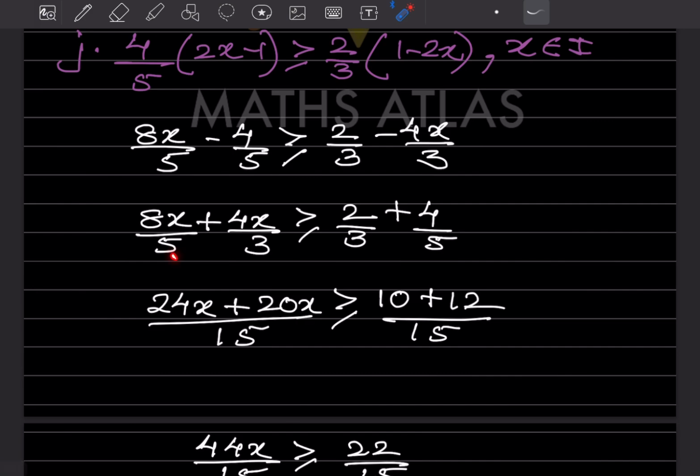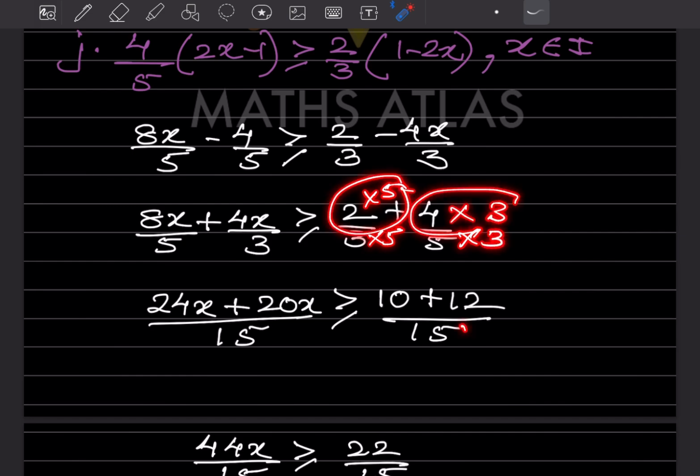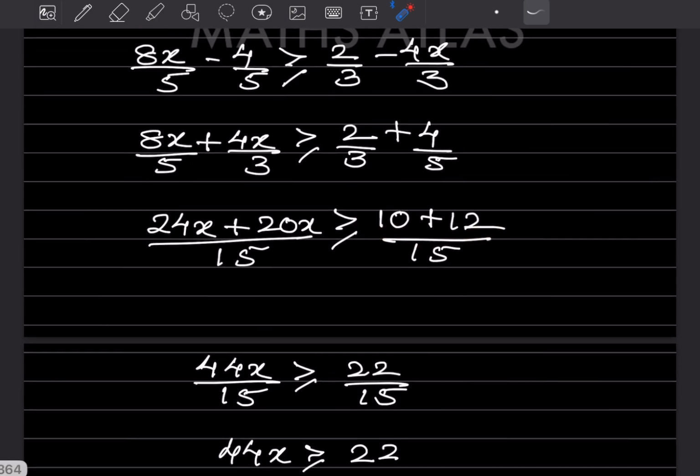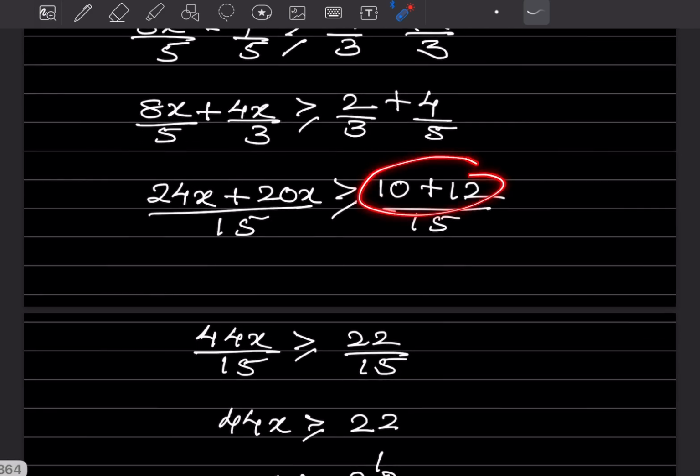Now you can take the LCM here. This is going to be 15. So this will be multiplied by 3, and this should be multiplied by 5. So that is going to be 24x plus 20x by 15. Again, this should be multiplied by 5, 15 is the LCM, and here it will be 3. So 10 plus 12 by 15. So now what we can do here, this is going to be 44x by 15 and this is going to be 22, sorry, by 15.